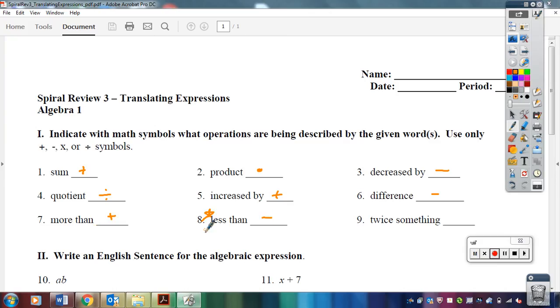Less than flips it. Twice something means times 2, not squared. Times itself would be squared. Twice something is times 2.